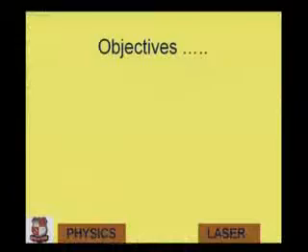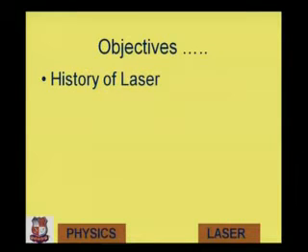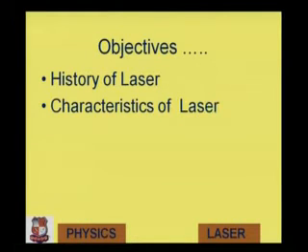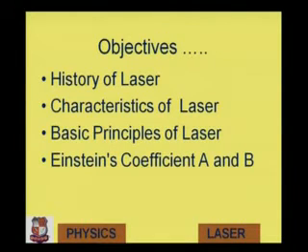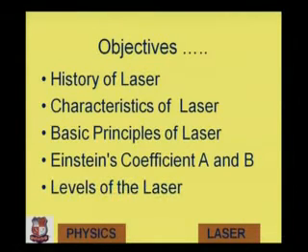So in this session we are going to see the objectives: history of laser, that is how and why the laser was invented; characteristics of the laser, why the laser is different from the ordinary light; basic principles of the laser, how the laser works; derivation of Einstein's coefficients A and B; and then types of lasers. So this is the journey of the laser that we are going to begin.